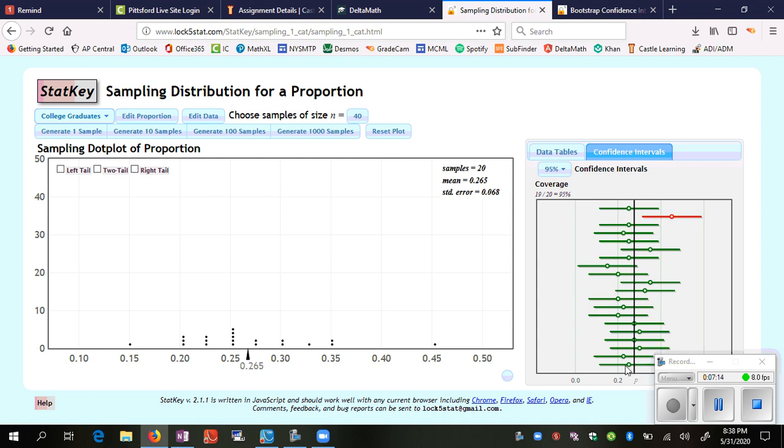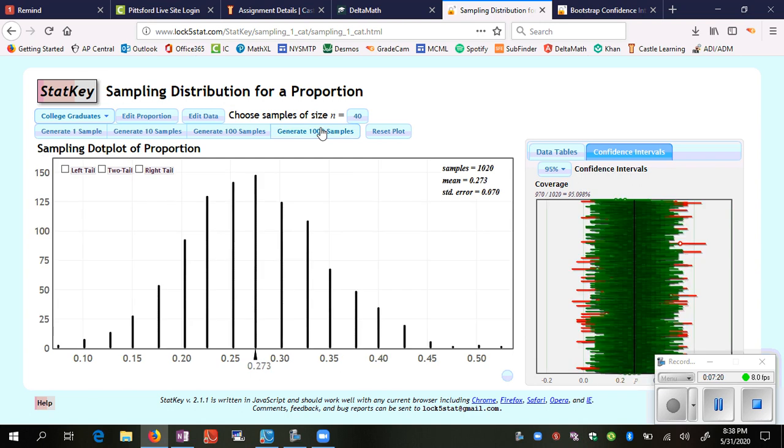Now, if I ran it 1,000 times, that number might change, but it probably would be very close. And in fact, you can see that we have 95.098% of these simulations that occurred where the confidence interval hits the population proportion.